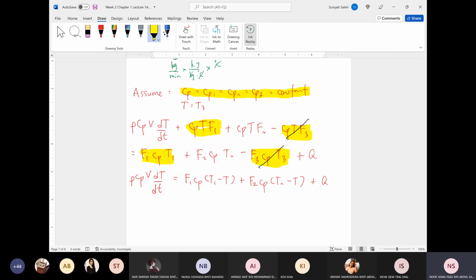Sir, do we need to show all the derivation in the exam? Okay, this depends on the question actually. If the question asks you to derive, then you need to show it in detail.